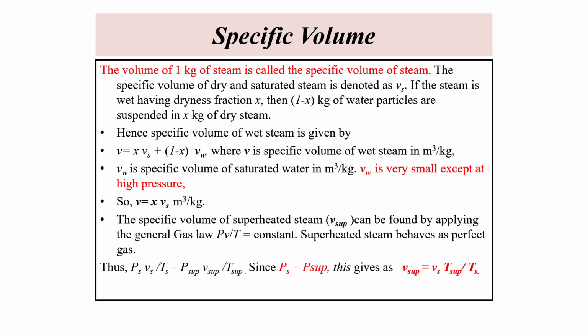Then specific volume. First thing is specific volume. Specific volume means the volume of 1 kg of steam is called the specific volume of steam. The specific volume of dry saturated steam is denoted by Vs. Vs is for the dry saturated steam.